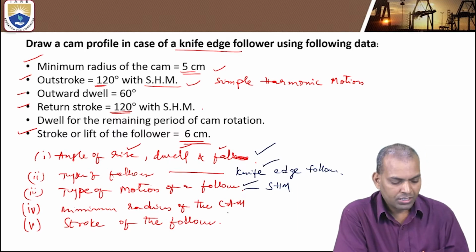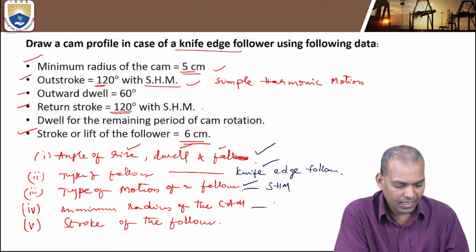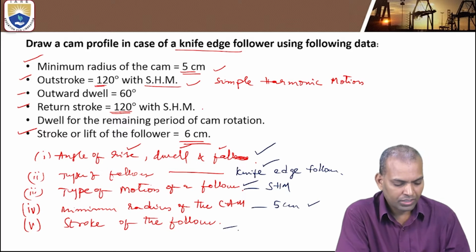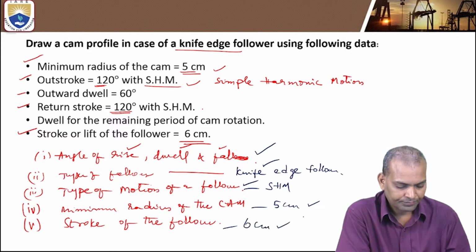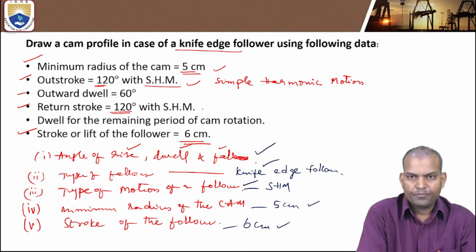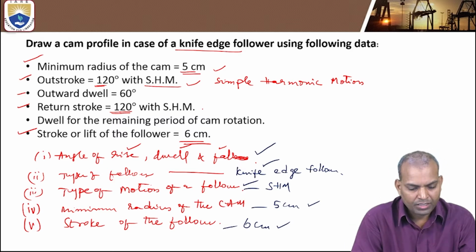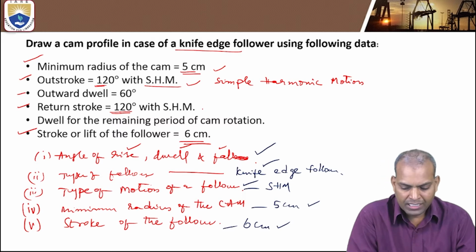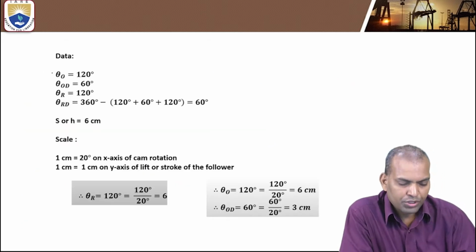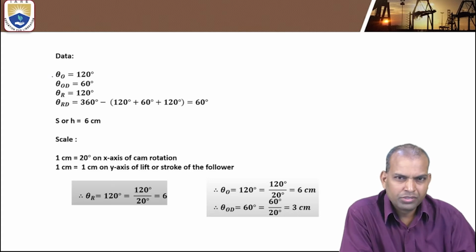What is the minimum radius of the cam? The minimum radius of the cam is 5 centimeters. What is the stroke of the follower? The stroke or lift of the follower is 6 centimeters. All were given. Now let us begin. Before starting to solve, what things are required? This is the outward stroke or angle of rise, and the return stroke, theta r.